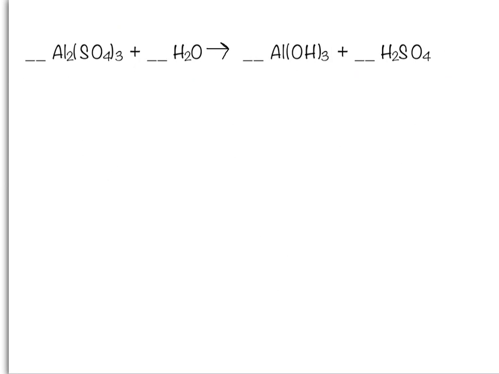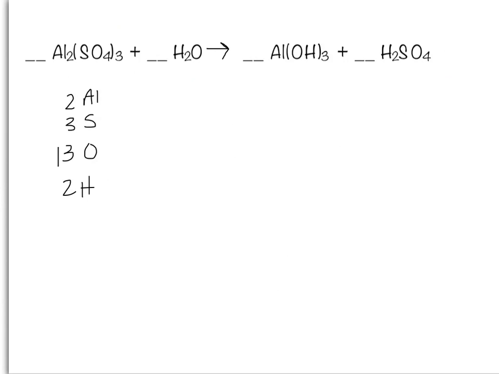Alright, in this reaction it looks like we have aluminum sulfate reacting with water to yield aluminum hydroxide, and then H2SO4 is sulfuric acid. Let's do our atom inventory. Okay, it looks like I have 2 aluminum. There are 3 sulfurs. Oxygen, I have 3 times 4, which is 12, plus that 1 in the water. So I have 13 oxygens and 2 hydrogens on the reactant side.